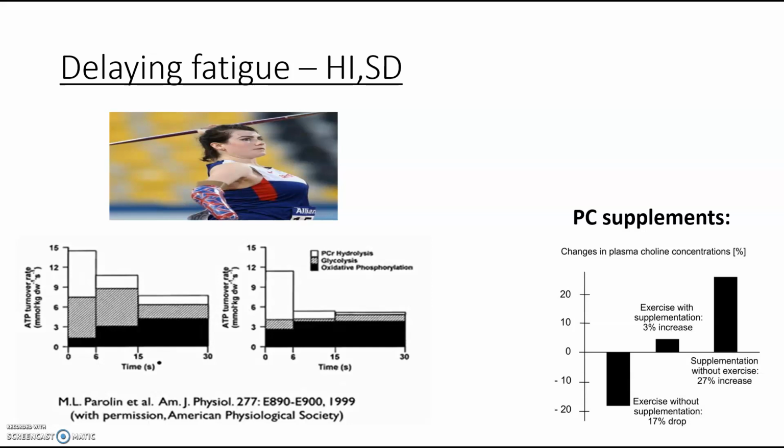Delaying fatigue in high intensity, short duration. Looking at the javelin thrower here, and an investigation by Parolin et al. 1999. They found that over maximal bursts with short recovery times, overall the production and ATP turnover is reduced between intervals, and the PC store and glycolysis is also reduced. So this means that effectively the power output would be decreased as well without sufficient recovery time during intervals.